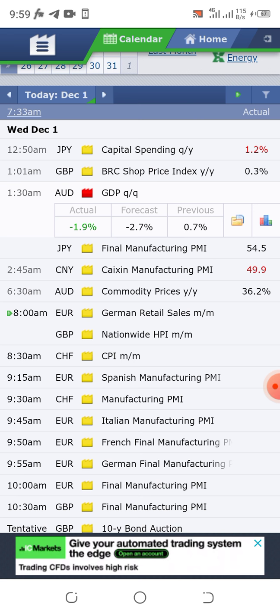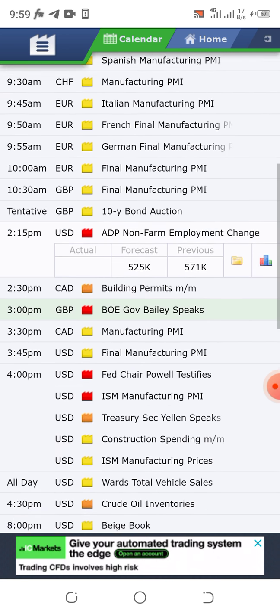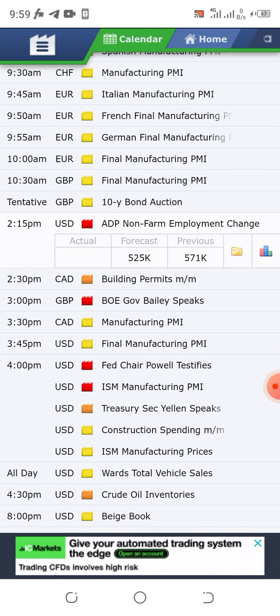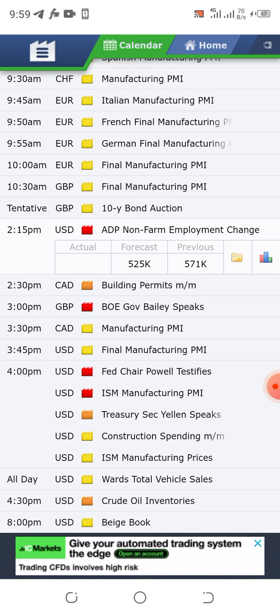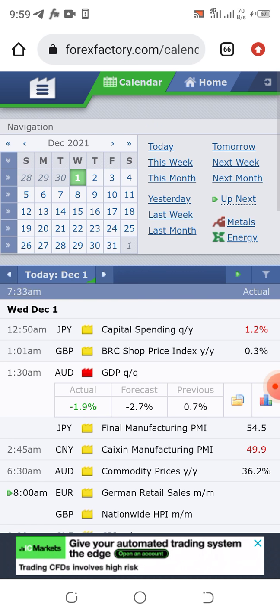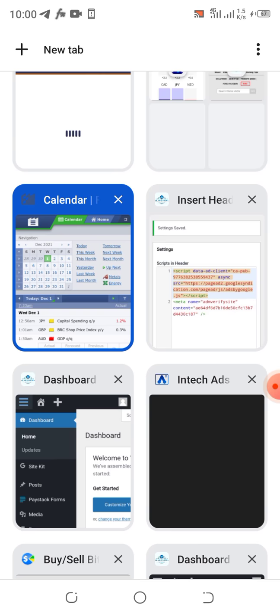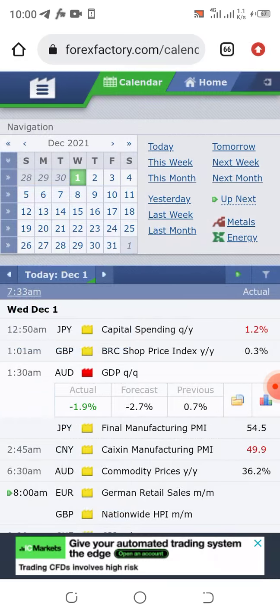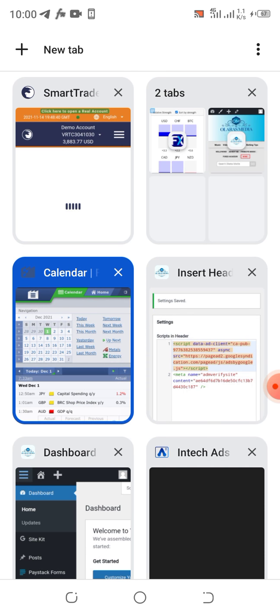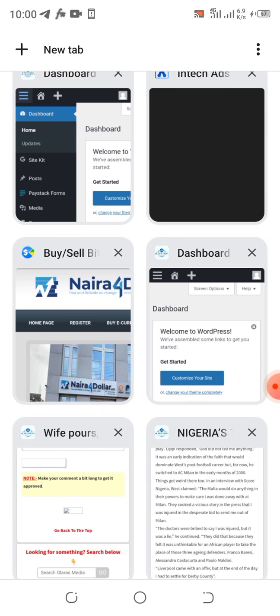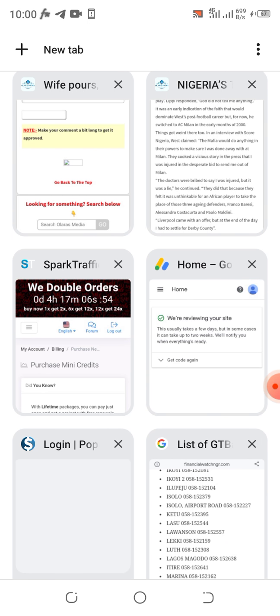So if the actual result of this USD non-farm employment change is strong, that means we are good to go. The only thing we need to do is just to come to our FS Blue. We are going to come to FS Blue.